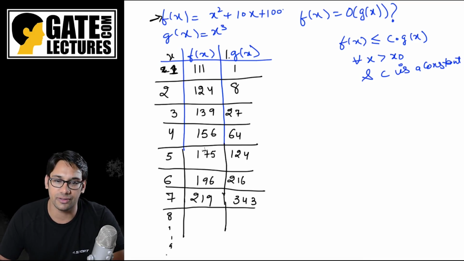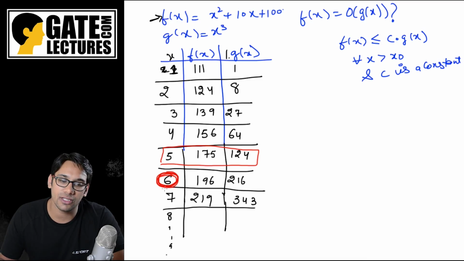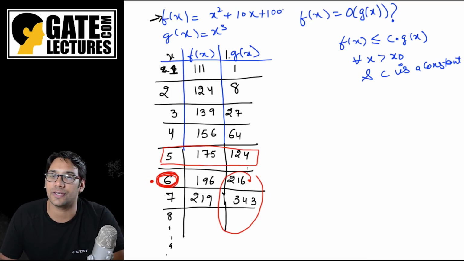So if you see here that when the value of x was 5, during that time f(x) is greater than g(x), but when the value of x became 6, after this time this g(x) is always greater than f(x). Put any value which is greater than 6, maybe 1000, maybe 1 lakh, maybe 10 lakh. So after this you will find that g(x) is always greater than f(x), right?